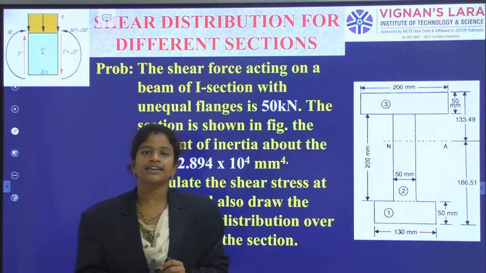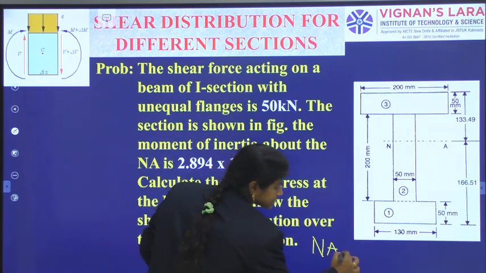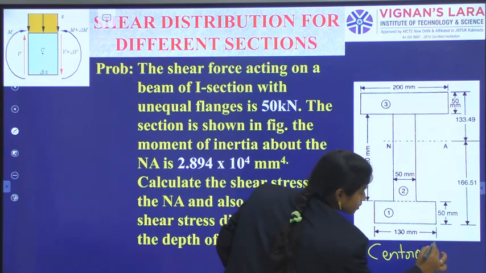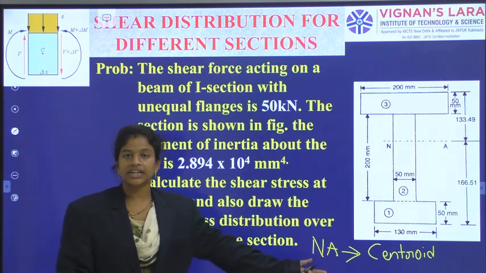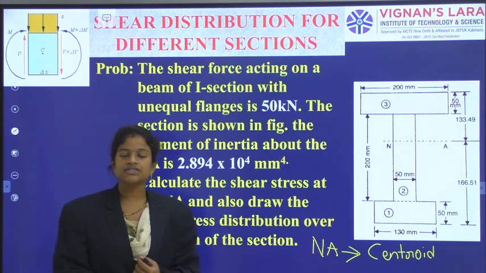And generally, what is the location of the neutral axis? The neutral axis is passing through the centroid of the section. So the neutral axis line is the centroidal axis of the section only. So in the next class we will calculate the location of the neutral axis, and we will calculate all the remaining shear stress distribution.